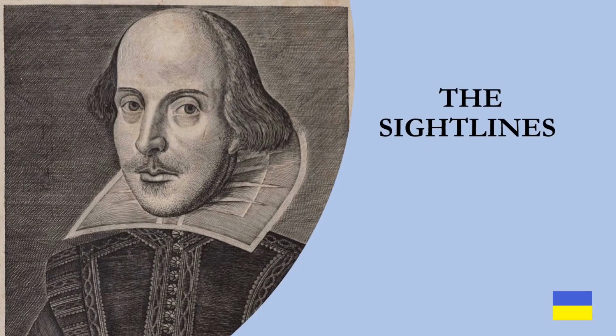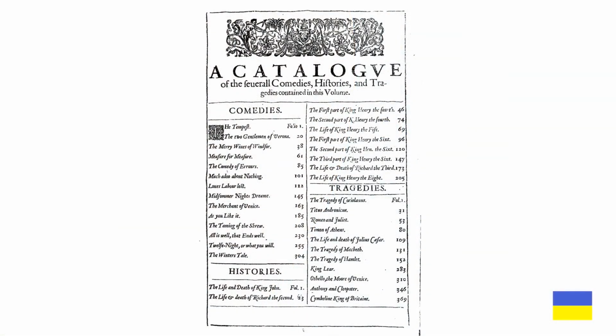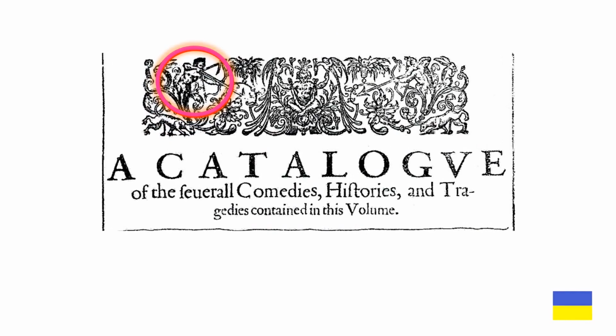Presenting the sightlines. Notice that there is a headpiece ornament on the top of the page. The figure on the left is Cupid before he was infantilized into a cherub. The figure on the right, the second archer, is Heracles. The figure in the middle is Juno sitting on a symbol of fertility.